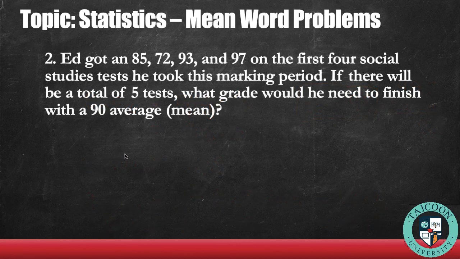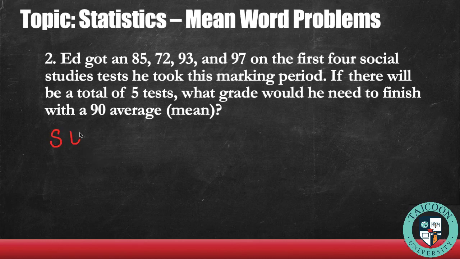Ed got an 85, 72, 93, and 97 on the first 4 social studies tests he took this marking period. If there will be a total of 5 tests, what grade would he need to finish with a 90 average? Remember, average and mean are exactly the same thing, so we can use those words interchangeably. If we can recall, we're going to use the same formula that we talked about before. Even though 4 exam scores are given, we actually want to find the sum of all 5 exams so that we can figure out what that total sum needs to look like.